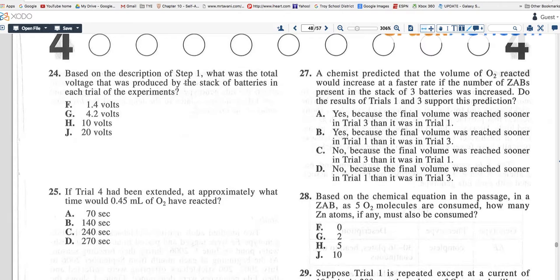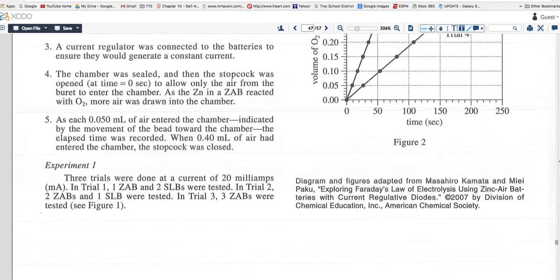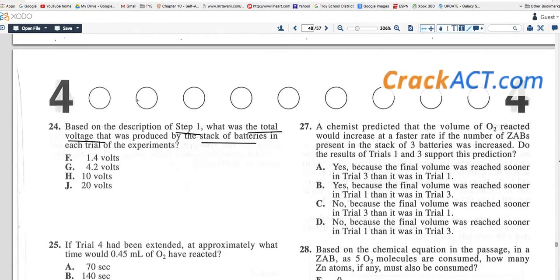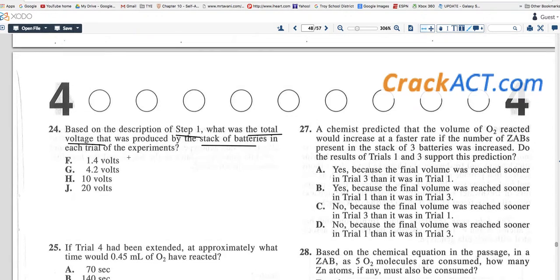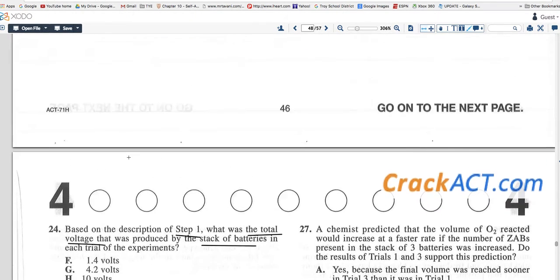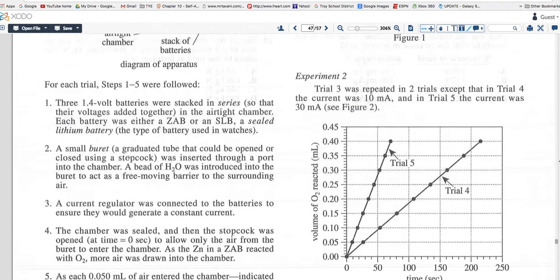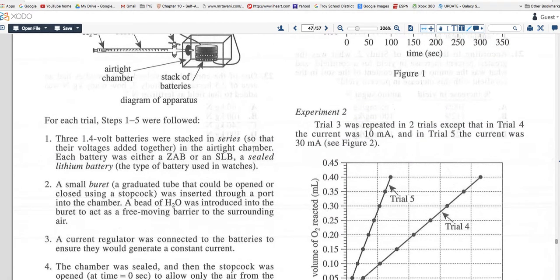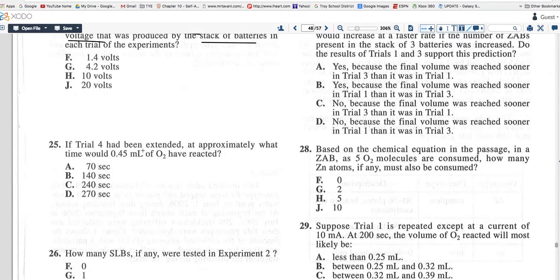24. Based on the description of step 1, what was the total voltage produced by the stack of batteries in the trial of the experiments? So I'm going to go to step 1. 4.2. Good. How'd you get 4.2? Because 1 is 1.4, so 1.4 times 3 is 4.2. Perfect. And where does it say how to do that? Step 1. It says, in parentheses, that the 1.5 batteries were stacked, so their voltages were added together. 1.4 times 3 is obviously 4.2.